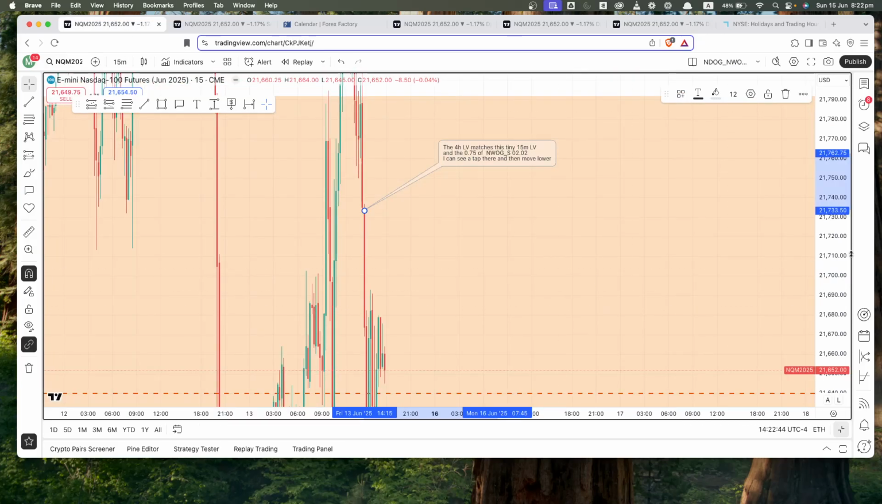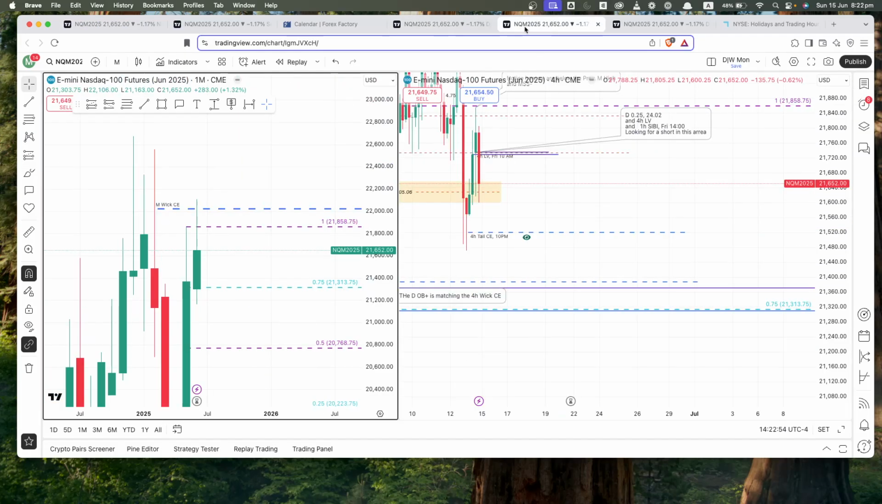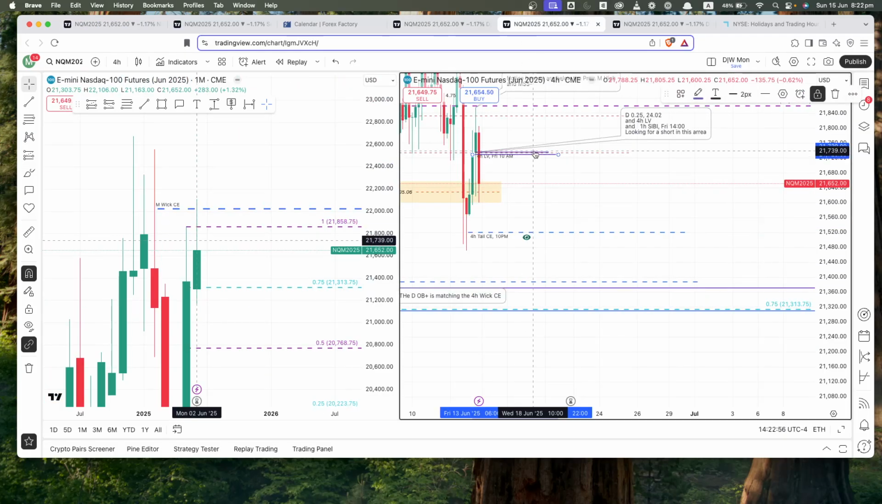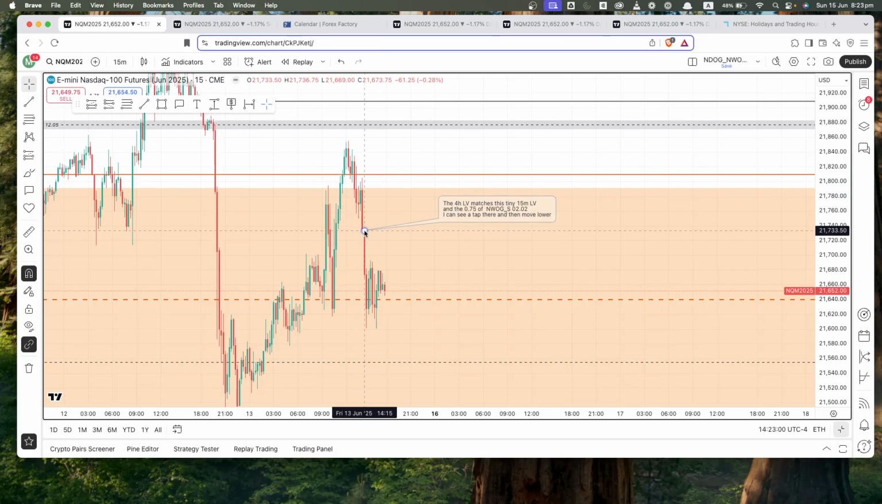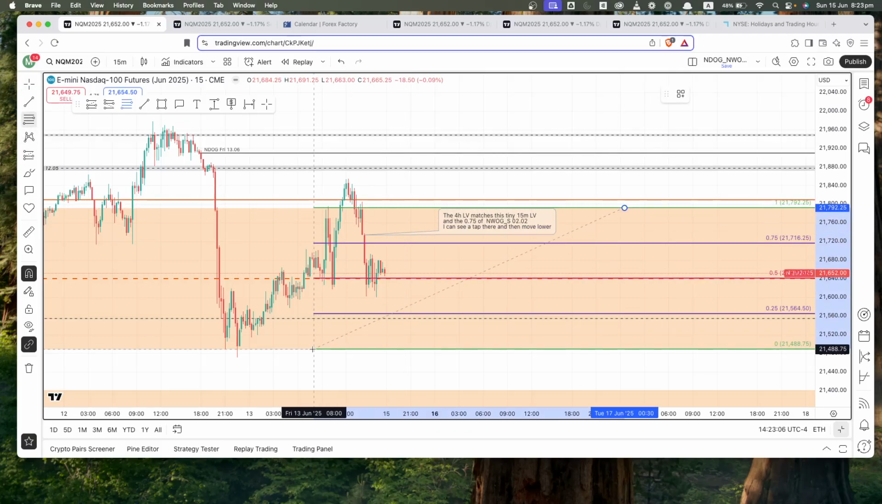And then if we look on the 15 minutes, we notice how the 4-hour liquidity void, so we can see this area, 721, 735 around, is matching this liquidity void. So here we have the 15 minutes. And this is also matching the 75 of the new week opening gap. A little bit above it, but in this area.